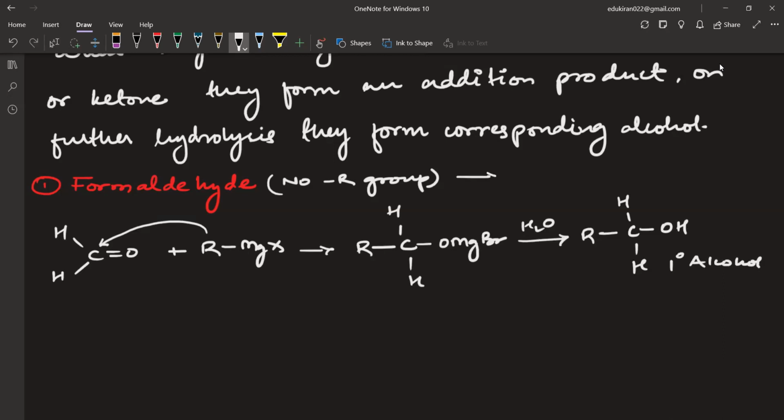No R group in the reactant, one R group in the product. So from no R group, it is going to one R group. Please remember this in formaldehyde.